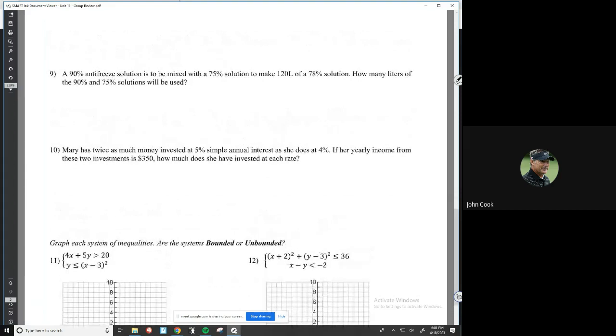Let's do number 9. A 90% antifreeze solution is to be mixed with a 75% solution to make 120 liters of a 78% solution. So, how many liters of the 90% and the 75% solutions will be used?